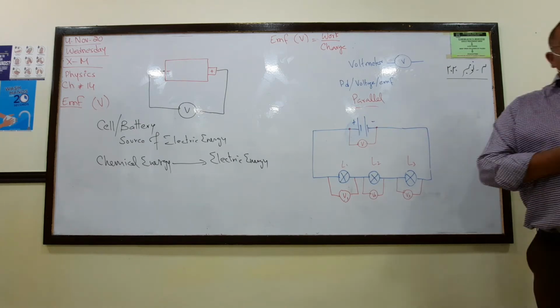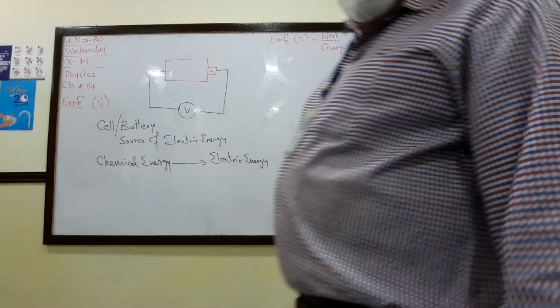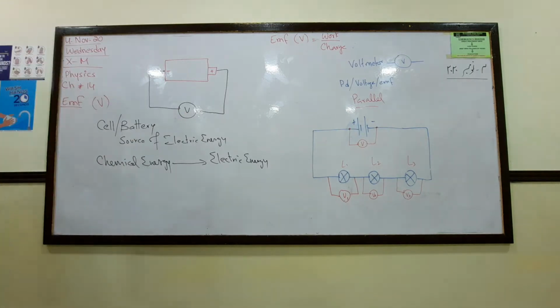So the important thing is, when you want to measure voltage drop, when you want to measure potential difference, when you want to measure EMF, we use the instrument voltmeter, and the voltmeter is always connected parallel. It is always connected parallel.